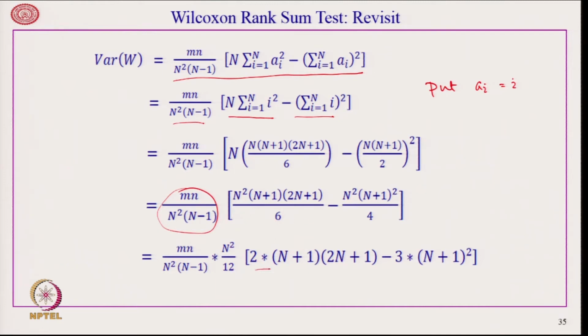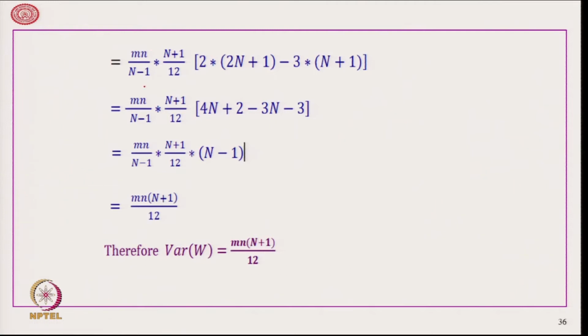Therefore, we are left with 2 into n plus 1 into 2n plus 1 minus 3 into n plus 1 whole square, which is equal to mn upon n minus 1 into n plus 1 by 12, 2 into 2n plus 1 minus 3 into n plus 1, which is equal to mn upon n minus 1, n plus 1 upon 12, 4n plus 2 minus 3n minus 3. This comes out to be n minus 1, which cancels with this. Therefore, we are left with mn into capital N plus 1 divided by 12.